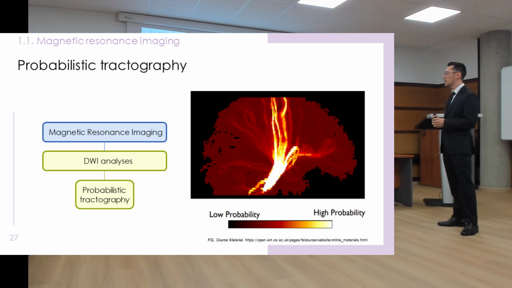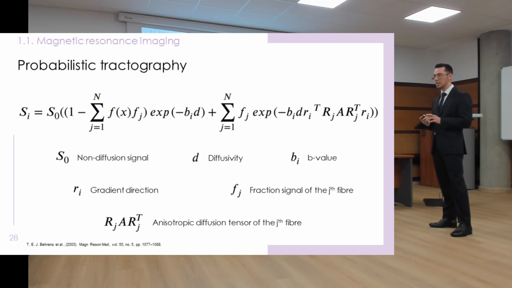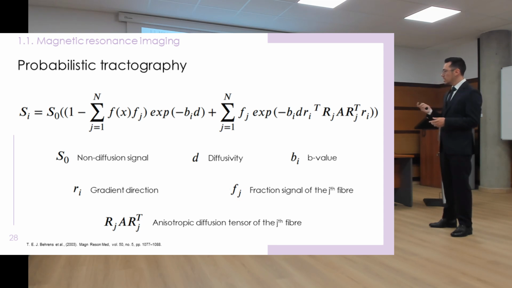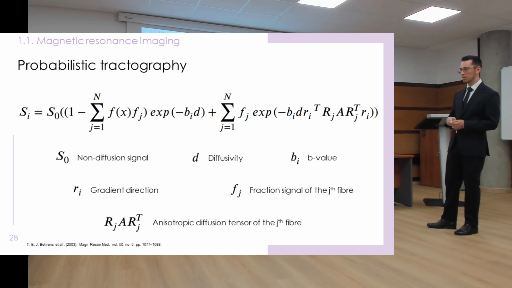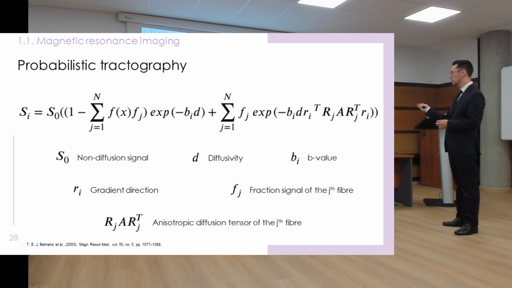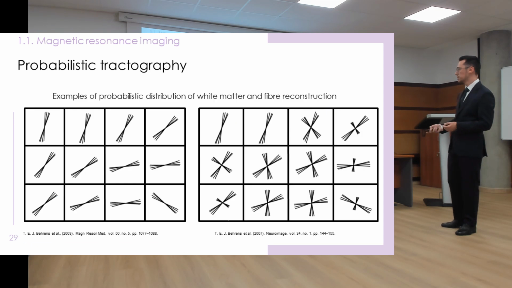And finally, to analyze diffusion weighted imaging, we have chosen to use probabilistic tractography. So this method uses the diffusion data as well as a local model of diffusion to infer fiber orientation in the brain as well as its uncertainty in each voxel. This model takes into account the non-diffusion signal, the diffusivity of the voxel, the b-value and gradient direction of the acquisition, as well as the fraction of signal and anisotropic diffusion tensor of the fiber that we are analyzing.